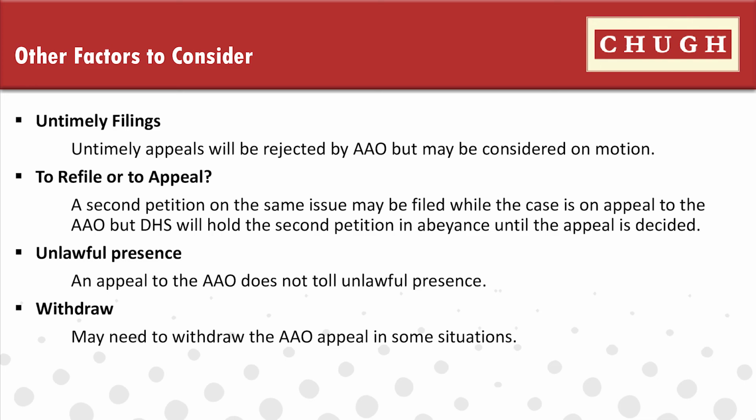The other question that comes up is whether it makes sense to refile or to file a motion or an appeal. If you file a second petition on the same issue, and you can certainly do that while the case is on appeal to the AAO, what will happen is that if the service center knows, or figures out, that you filed an appeal on the same issue, they will hold the second petition until the appeal is adjudicated. So you might not really gain anything by the second filing if you, in parallel, file the appeal.